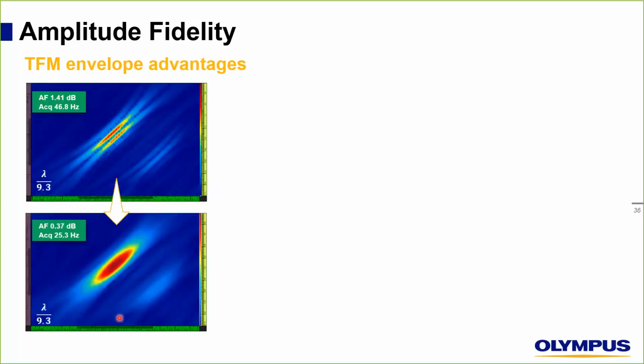So let's start with this one. We have an amplitude fidelity of 1.41 here, an acquisition rate of 46, and we are using a resolution of 9.3 points per wavelength. Applying the envelope here would improve the amplitude fidelity value to 0.37 dB. Of course, the acquisition rate will be reduced.